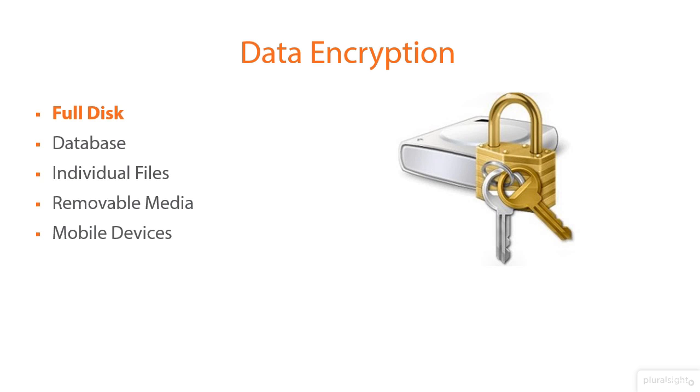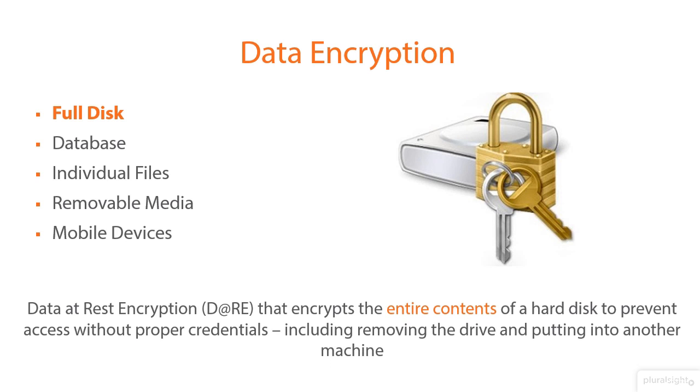Okay, next up is data encryption, and there are a few things under this category that I want to cover. First off is full disk encryption, and this is basically referring to something known as data at rest encryption, and that encrypts the entire contents of a hard disk to prevent access without proper credentials. Data at rest doesn't necessarily have to pertain to the entire disk, but in this example, we're referring to full disk encryption.